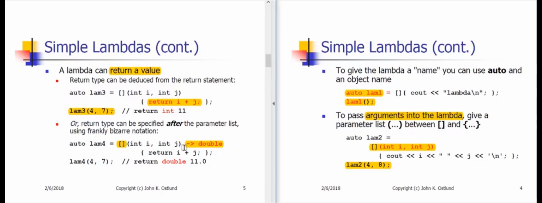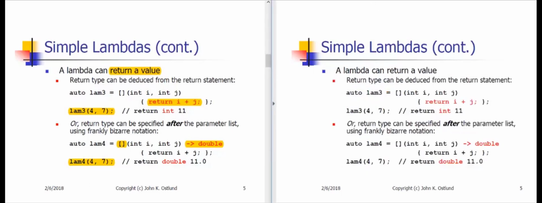So what we use is this, frankly, kind of bizarre notation of the arrow symbol, that is the dash and the greater than symbol, followed by the return type. lam4 here, just like lam3, takes 2 int arguments that we're calling i and j, and it computes i plus j, but the value is going to be returned as a double instead of as an int. All right, so when I call lam4 with the ints 4 and 7 as arguments, the return value that comes back from that is the double 11.0.